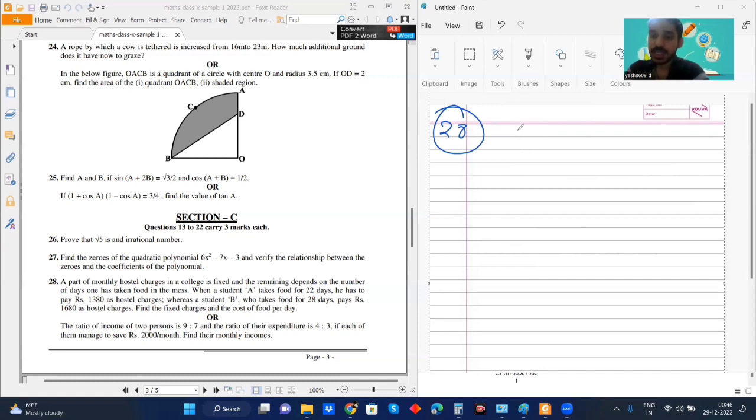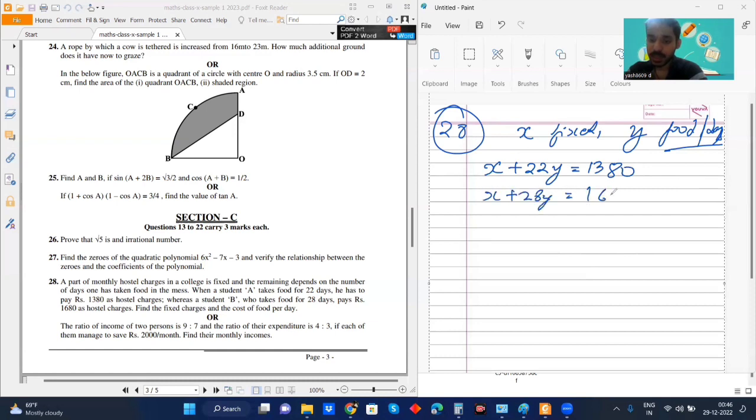So let the fixed charges be x and the cost of food per day be y. Now, as per the question, fixed charges plus 22 days for A, the cost is 1380. Second condition is x plus 28y is nothing but 1680. So I have two equations. I have to solve them.